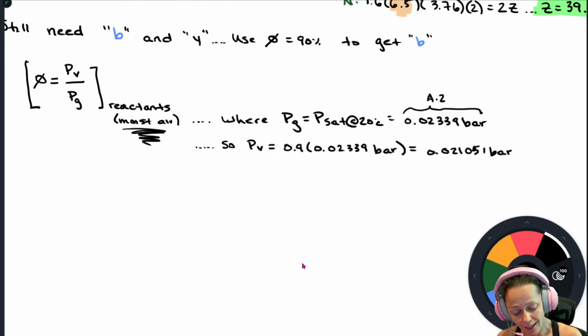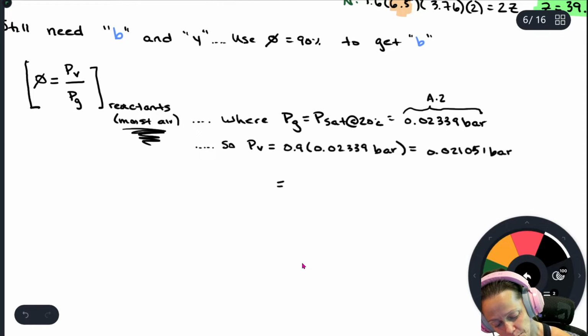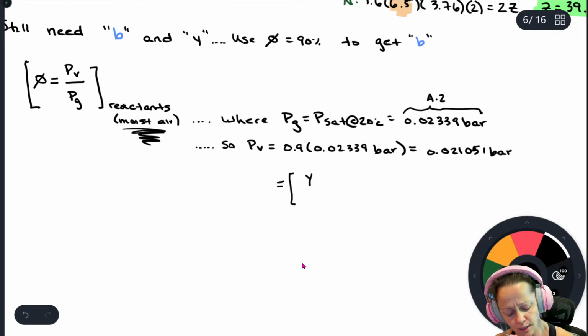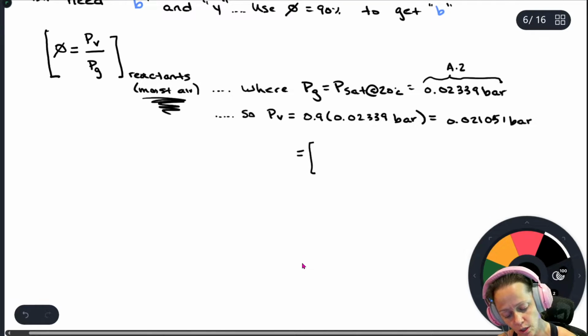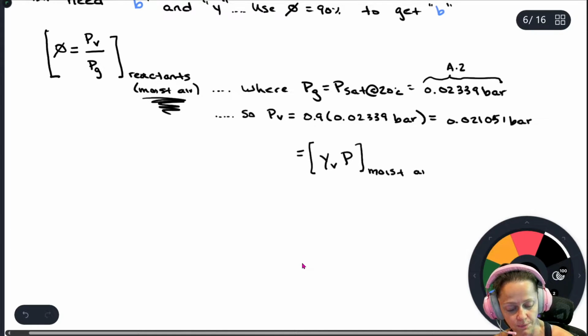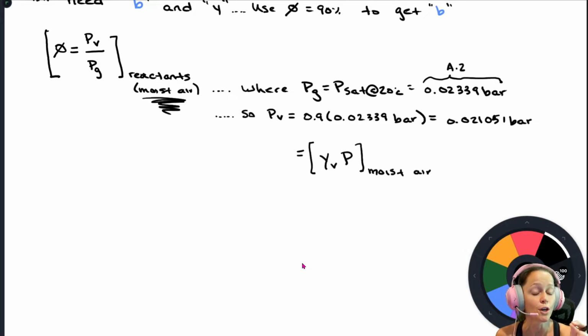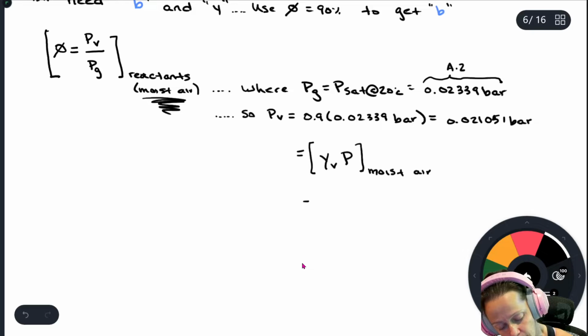That is the vapor pressure of the water in that moist air. And I know that it is equal to the mole fraction times the pressure, and again, it's for the moist air. I keep harping on the fact that it's the moist air because we're going to define that mole fraction for that moist air. All right, so the mole fraction, let's go ahead and get that.